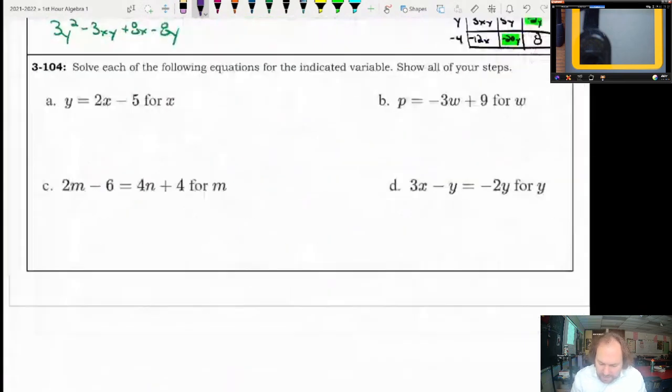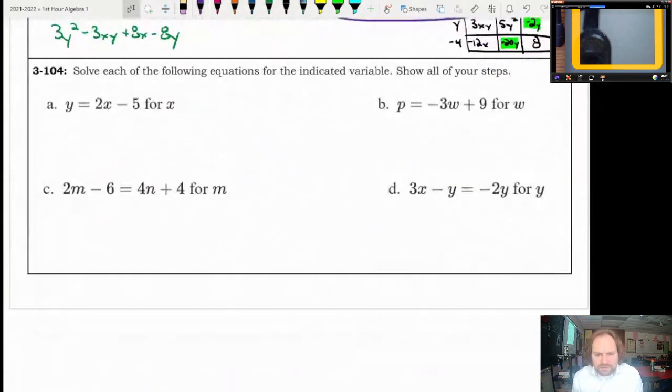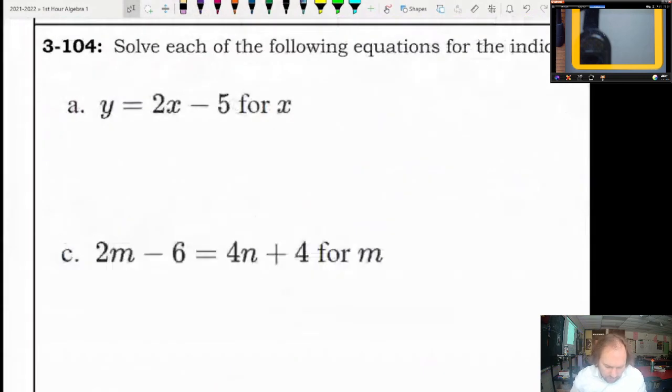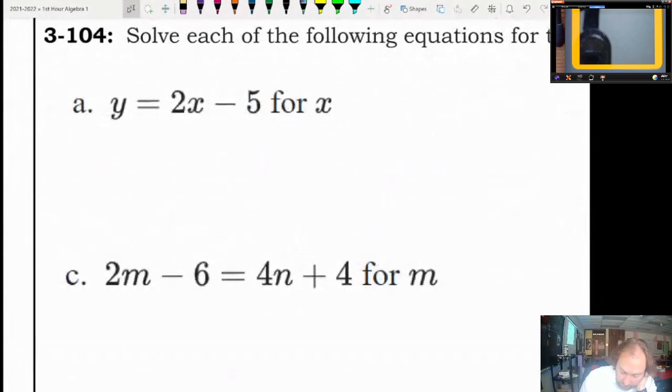And 3104, we got what we've been practicing the last couple days, and that's the new stuff where we got to solve an equation for a variable. So let's start with 3104a. We're going to solve this for x.